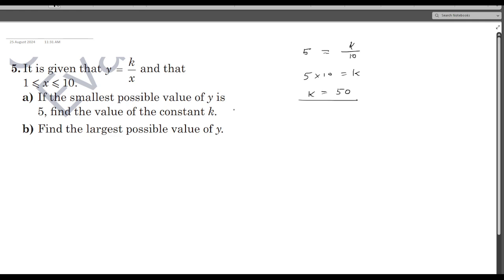Then find the largest possible value of y. So y will be maximum. Now k is 50, so this is constant. Now find the largest possible value of y. So y will be largest when x is smallest. So we will say that the largest value of y, this is for b and this is for a. So y is equal to 50 divided by the smallest value of x, which is 1. So your y is equal to 50 is the largest value.